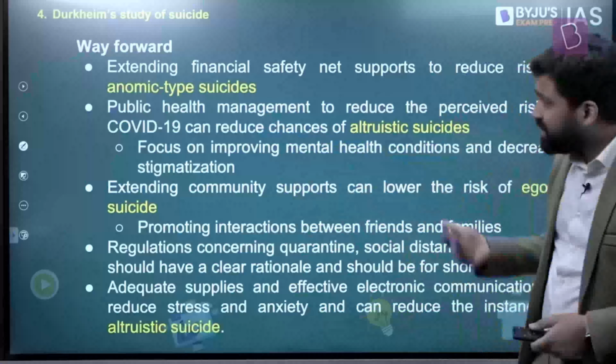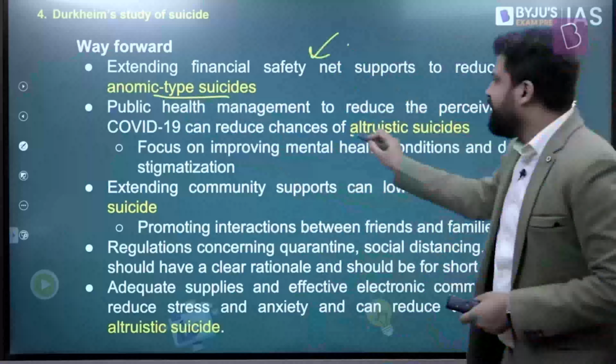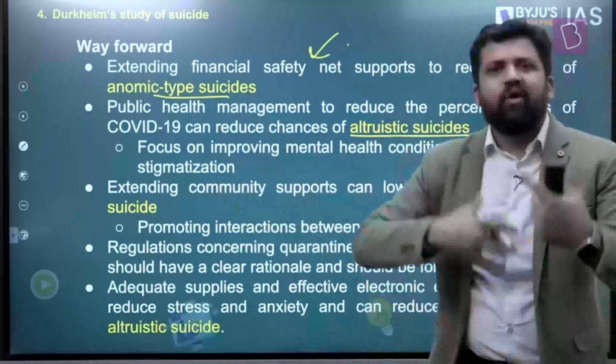What are some of the measures to prevent economic suicides? Those suicides which were fueled by economic crisis. Maybe some form of financial net could have been provided. To prevent altruistic suicides, people thinking that they will give up their life for others, that others deserve it more, maybe some form of mental health counseling can be provided to them. The right kind of information can be provided to them. Public health management could have been better. You could have reduced the stigma.